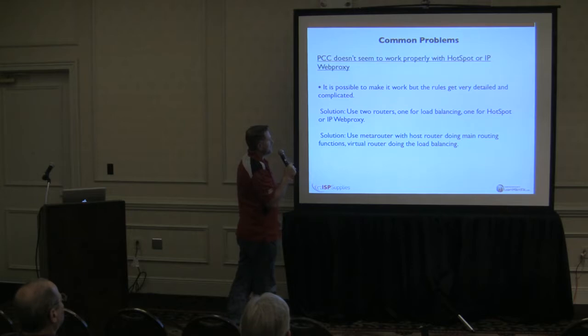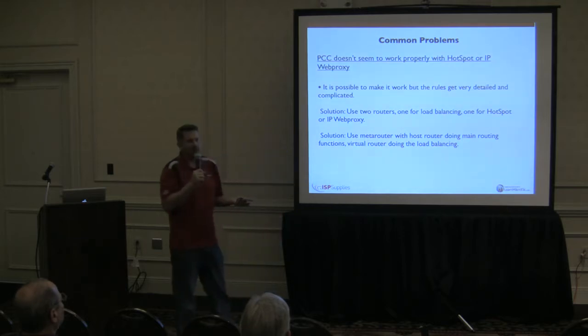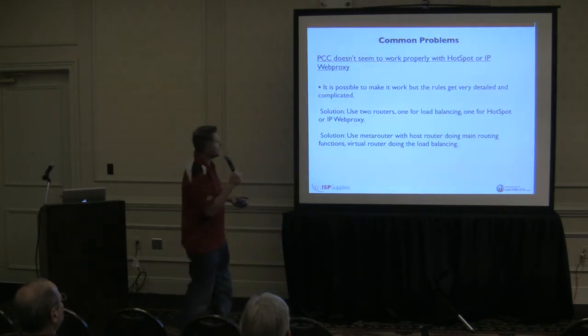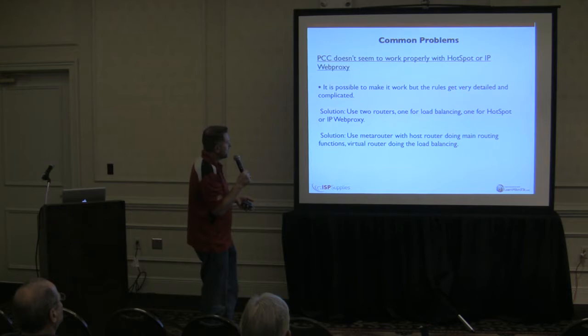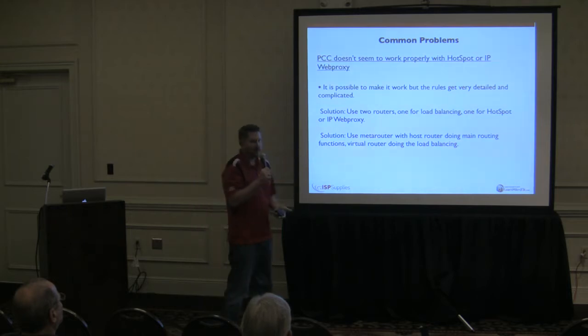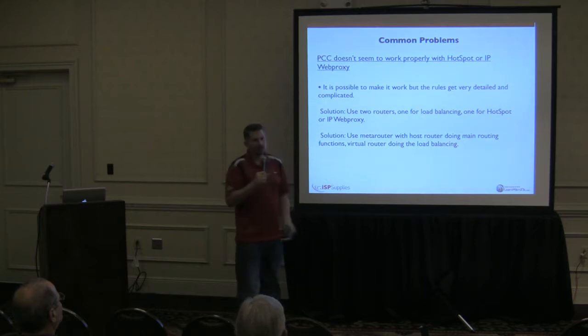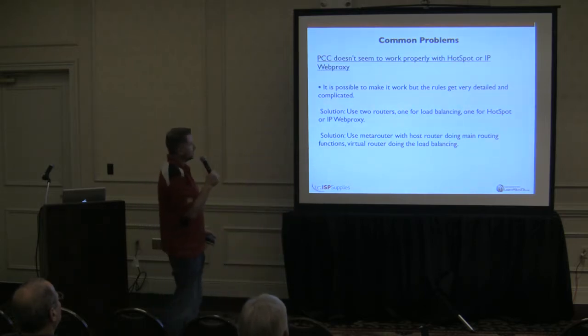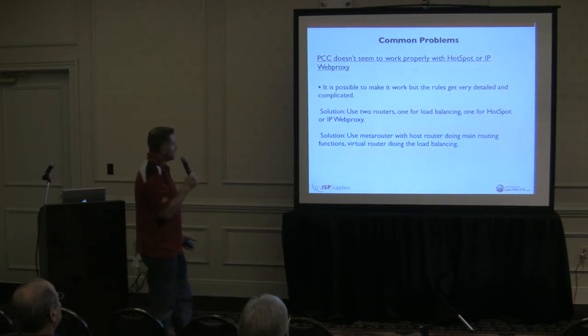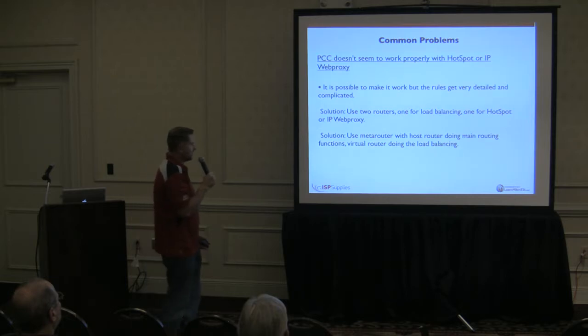One solution I would suggest is use two routers. I mean, these things cost $50, you know, come on. Use two. One of them can do the load balancing, the other can do hotspot or web proxy. Another solution, if you just absolutely can't afford another $50 for a router, is use MetaRouter, which is MikroTik's virtual routing environment. The host router can do the heavy lifting, and the virtual router can maybe do the load balancing.